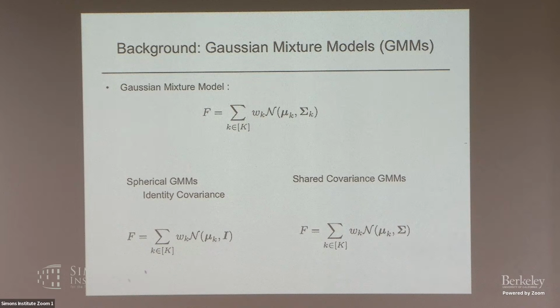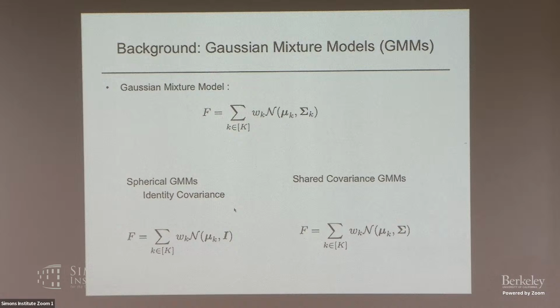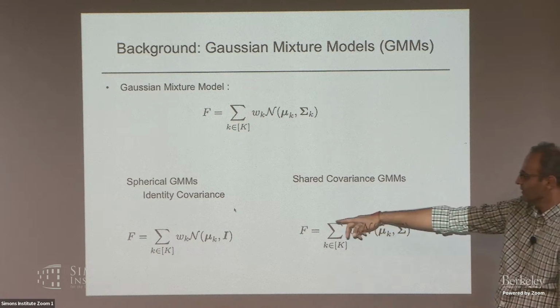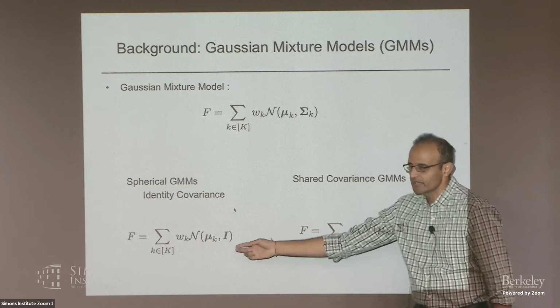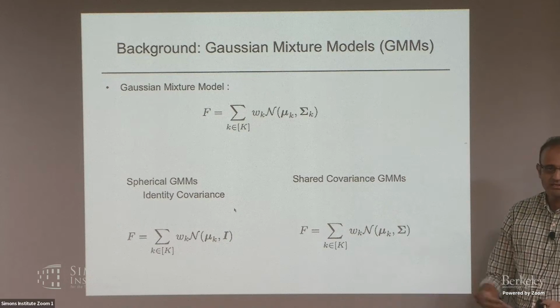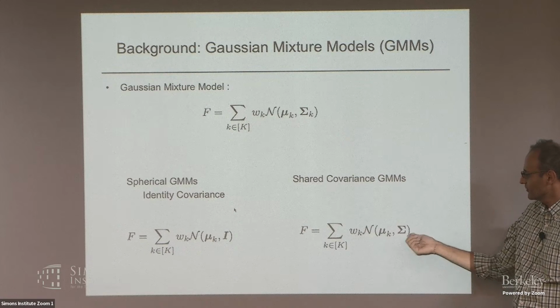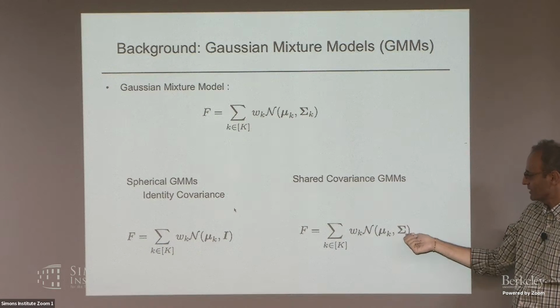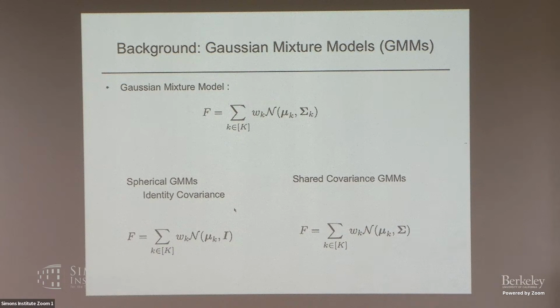Okay. Some special cases. If all the covariances are identity, or maybe scaled identities, then these will be spherical Gaussian mixture models. And on the other hand, if all of them have the same sigma but it's not identity, then it's a shared covariance Gaussian mixture. So those are two special cases of GMM.